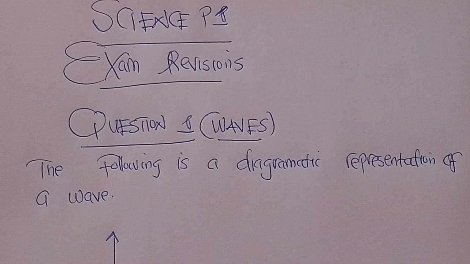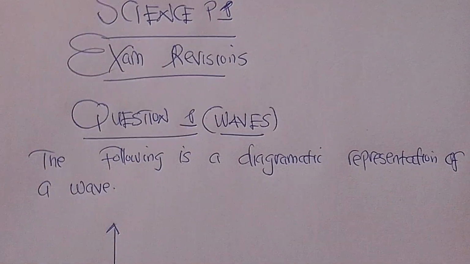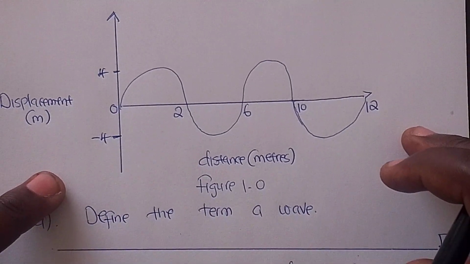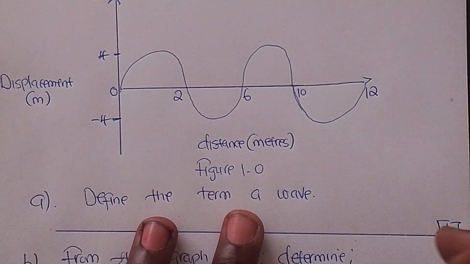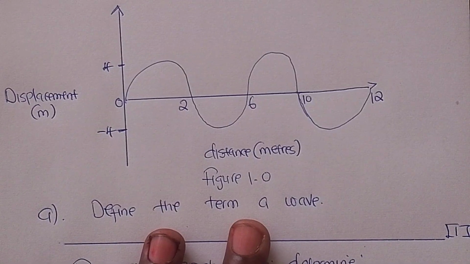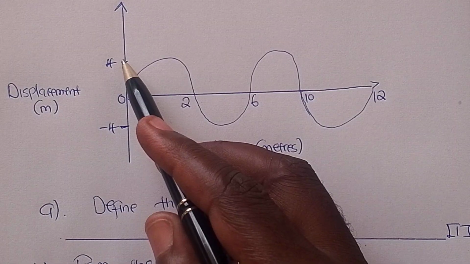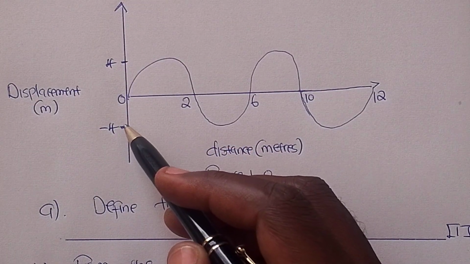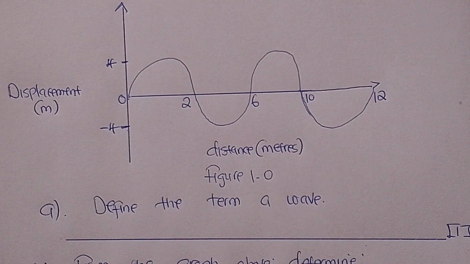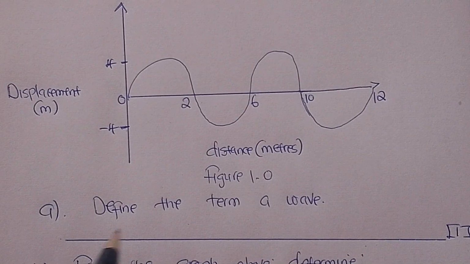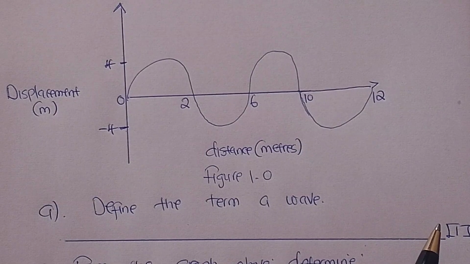It says the following is a diagrammatic representation of a wave. And then we have a question in this type. So if we have a wave in this particular way, I want you to understand that this number, which is here as a 4 and -4, is what we can call an amplitude. An amplitude is the height of the wave. Sometimes it can be defined as the maximum displacement of a wave. So the first question is define the term a wave.